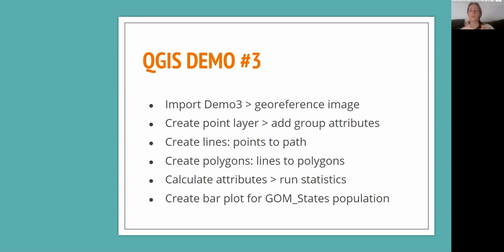So we're going to be using the Georeferencer plugin, a variety of different plugins for the layer types by going from points to lines to polygons. And then lastly, we're going to be using that bar plot tool. So that'll give us a pretty good array of tools that we're pulling from and referencing.